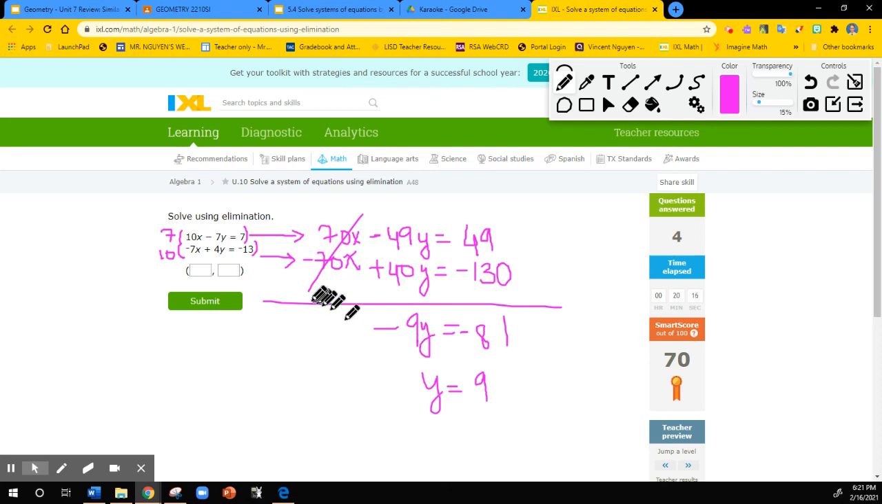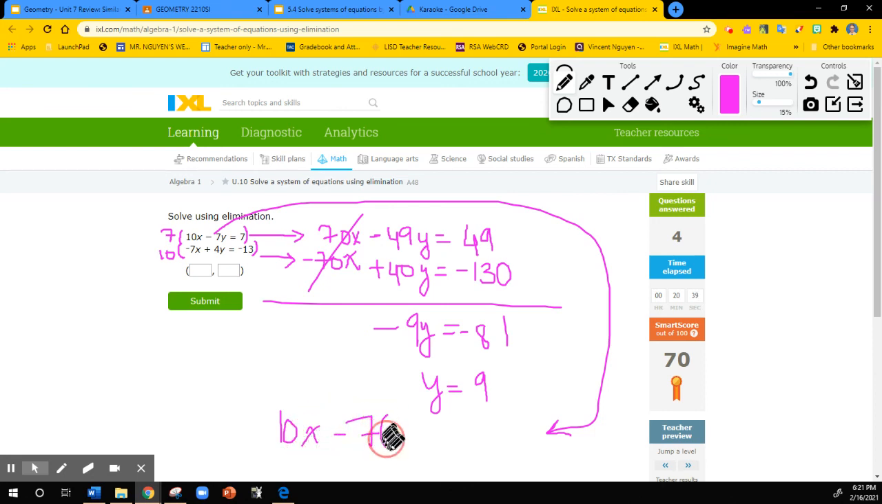Okay. All right. Now that I found the y value is 9, I'm going to take one of my original problems. It doesn't matter which one. I'm going to take the first one. Sorry for the arrows. I just want you guys to follow along with what I'm doing here. So here's the first equation, 10x. I already found y. I need to find out what x is. Minus 7 times y. Well, y is 9, so I'm going to put 9 in here. Equals 7. That's my original first equation.